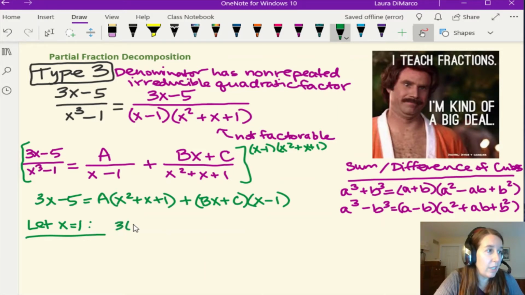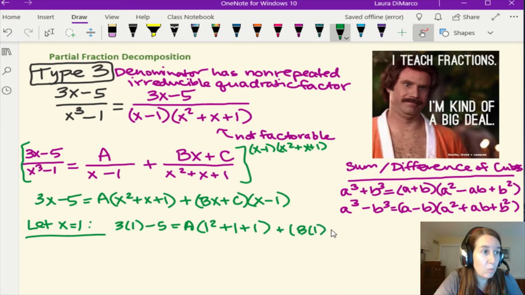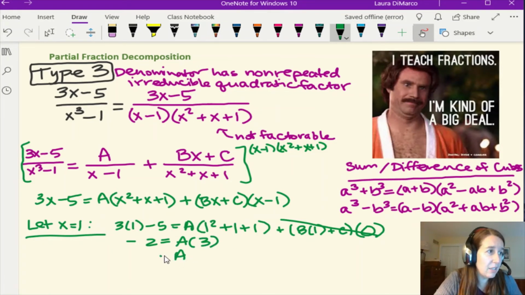So that's 3 times 1 minus 5 equals a times, that's 1 squared, I'll just write it out I guess, plus 1 plus 1. And then that's plus b times 1 plus c. But that is multiplied by 0. 1 minus 1, 0. So this whole term is 0, okay? So 3 minus 1 is negative 2, and that's a times 1 plus 1 plus 1, 3, okay? So a is equal to negative 2/3.